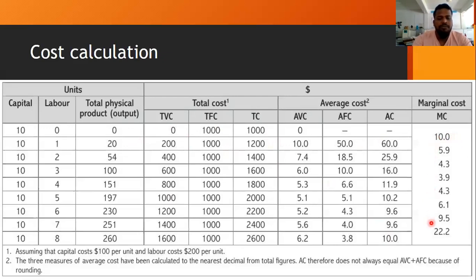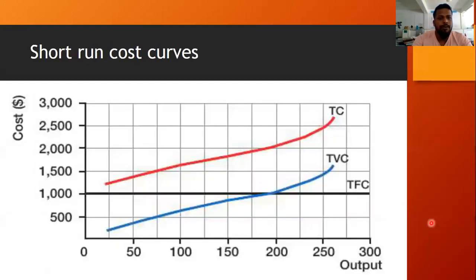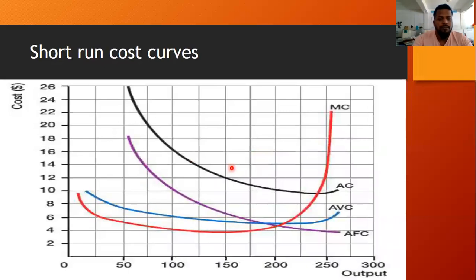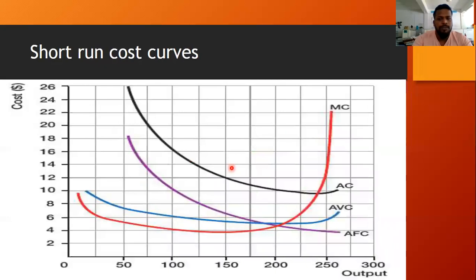When we go to the curves, you can see here the total fixed cost is 1000. The blue line shows the variable cost, and the sum of variable cost and fixed cost is the total cost, which we already explained in the last video. Now we are going to see the average cost curve. So here is the average cost curve.